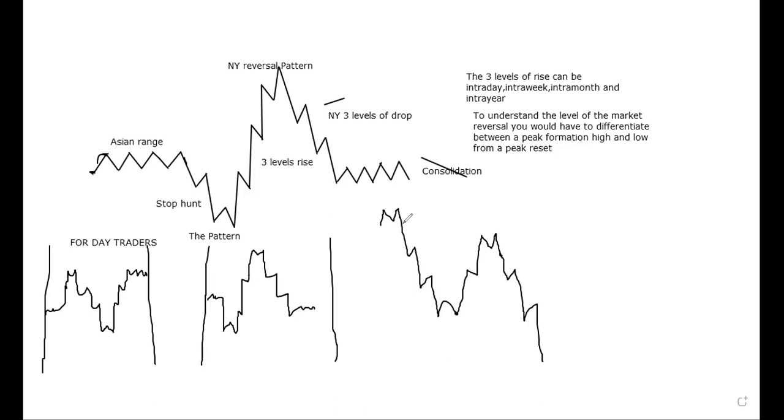Now what happened is that this is a peak formation high. This is a peak formation high. Okay, this is a peak formation low. Okay, so you need to have that at the back of your mind.